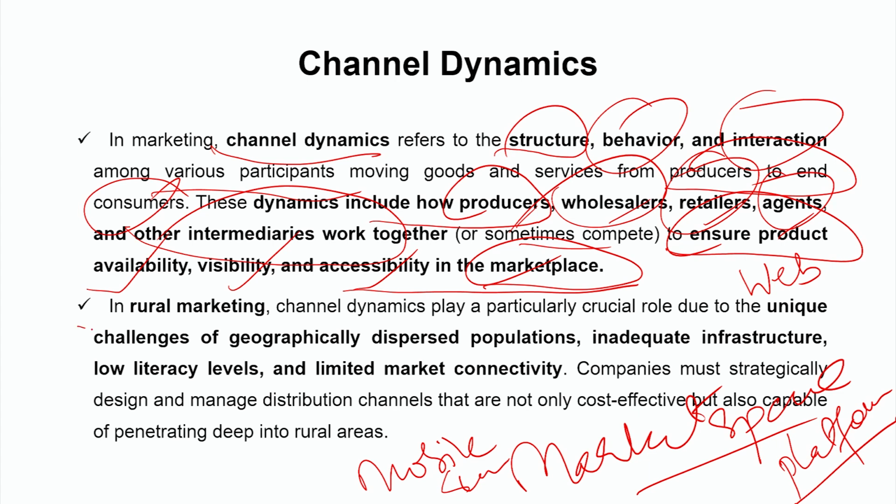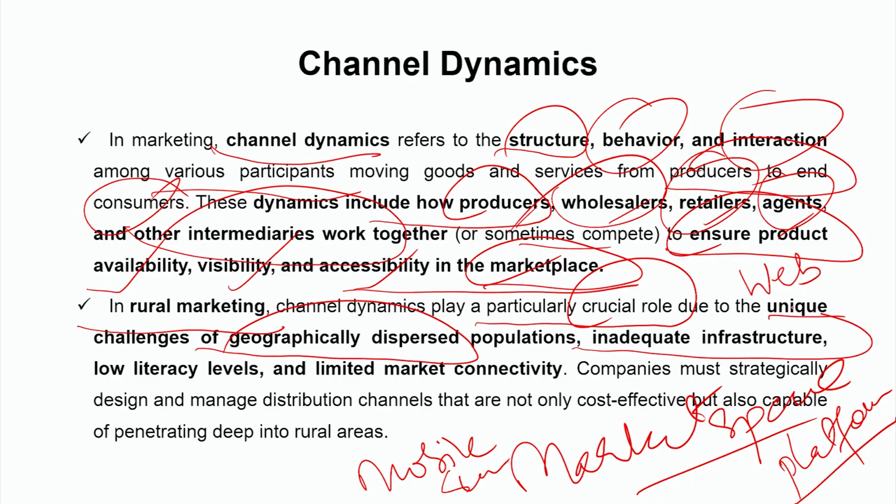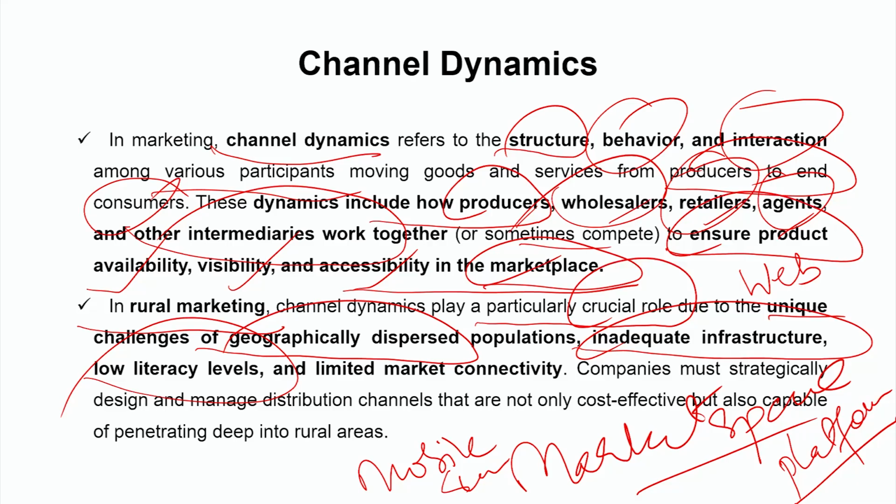So in respect to rural marketing, channel dynamics plays a particularly crucial role due to the unique challenges of a geographically dispersed population. As I mentioned in our previous lecture, there are dispersed locations. Some houses are in one place, others are in other pockets, different clusters are there, ups and downs are there, roads are not very clear, and infrastructure is not good. So inadequate infrastructure is one consideration. Then there are lower literacy levels. If you do a survey of how many people are literate in a village or town, the number is very, very low. So we have to look at that part.